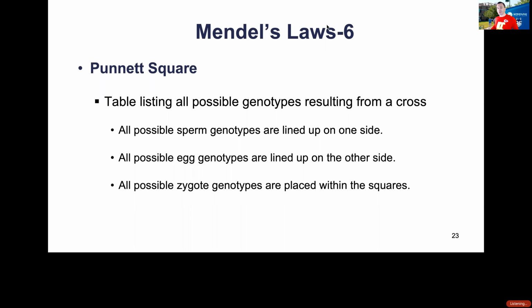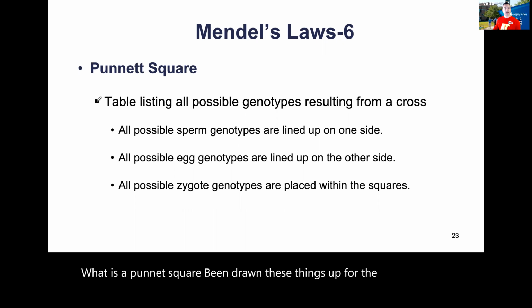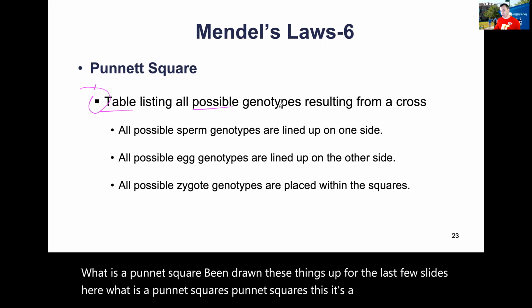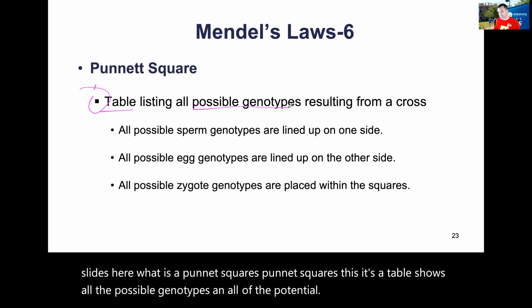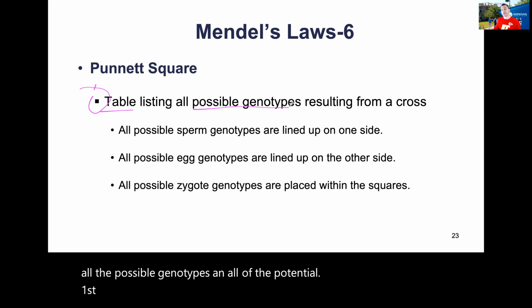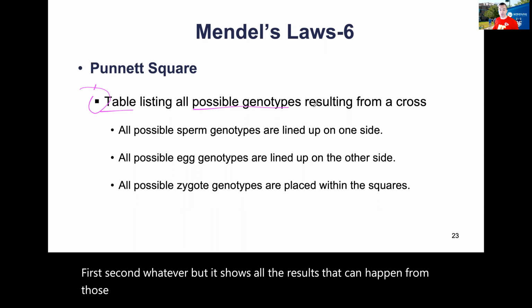So what is a Punnett square? I've been drawing these things up for the last few slides here. What is a Punnett square? A Punnett square is this. It's a table. It shows all the possible genotypes, all the potential results that can happen from those specific alleles, from those specific genes.